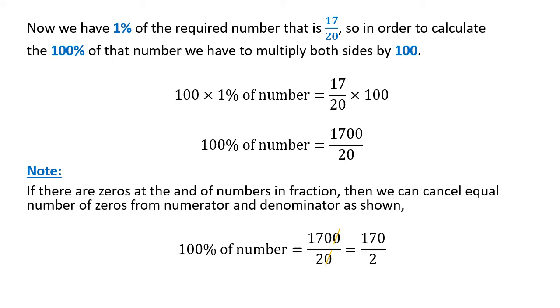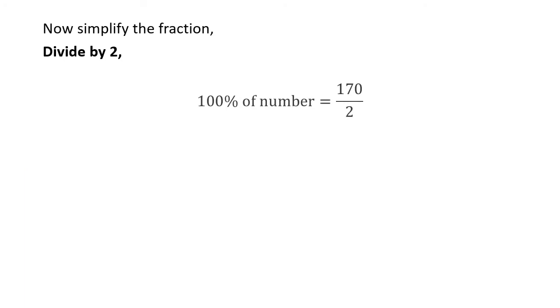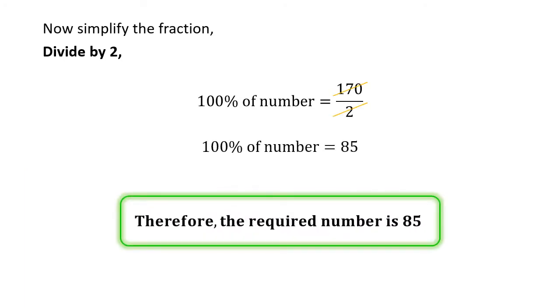Now we have 1% of the required number, that is 17 upon 20, so in order to calculate the 100% of that number we have to multiply both sides by 100 as shown. If there are zeros at the end of numbers in a fraction, then we can cancel an equal number of zeros from numerator and denominator as shown. Now simplify the fraction. After simplification we have 85, that is the required number.